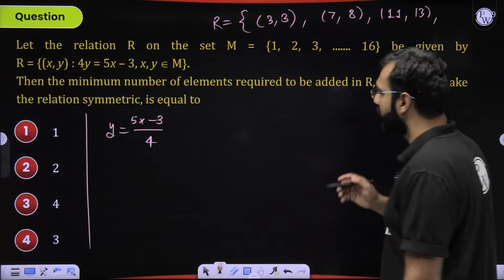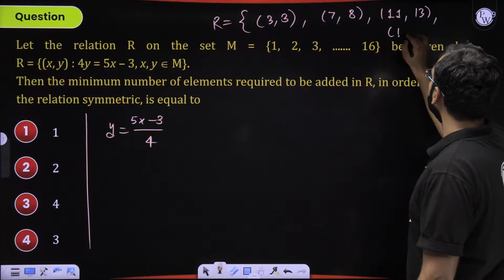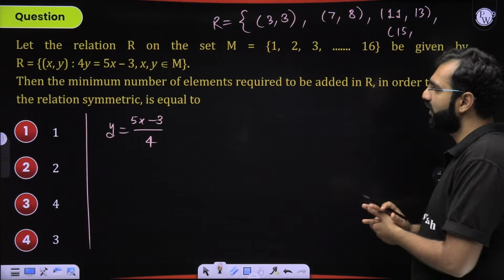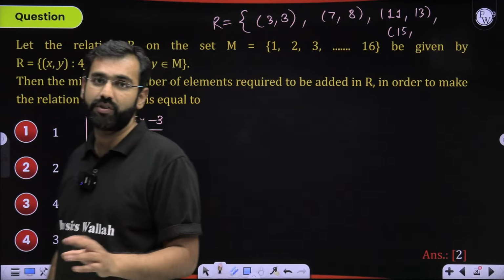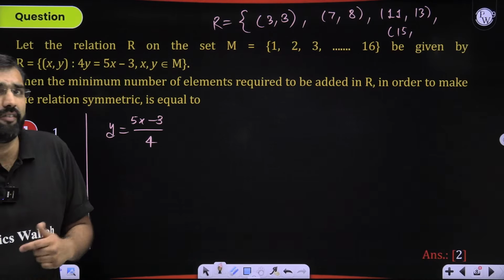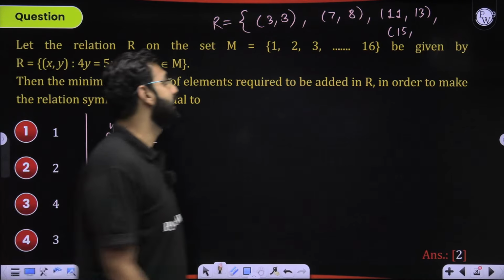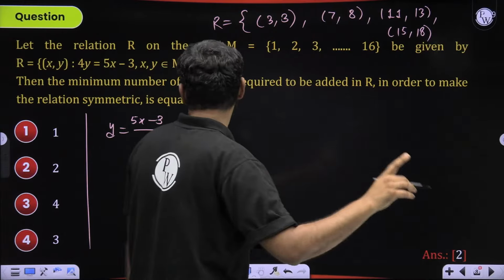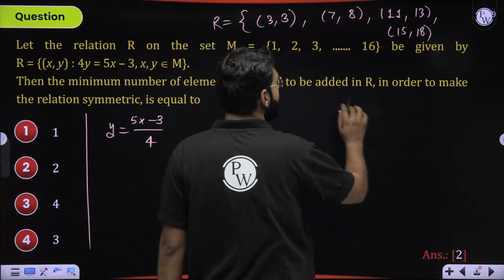I think we tried 15, right? So the next number will be 15, right? With the 15, what am I getting? 15 into 5, 75. 75 minus 3, 72. 72 by 4, how much is that? 72 half is 36, 36 half is 18. But the problem is 15 comma 18. But remember this, I cannot have 18 because 18 is not there in the set R.